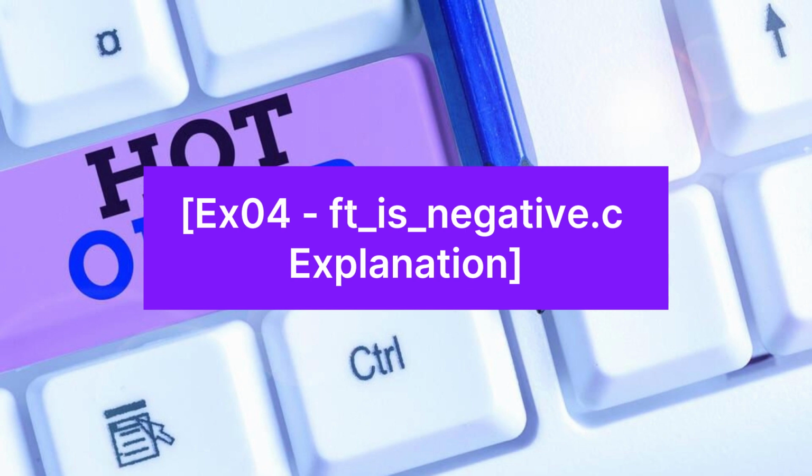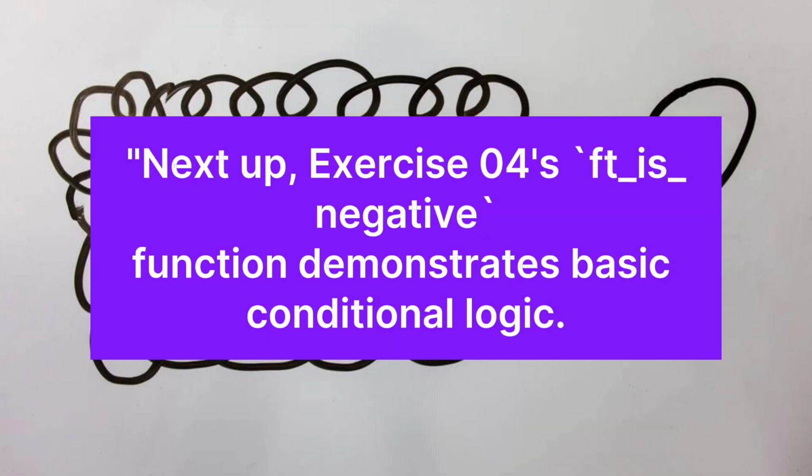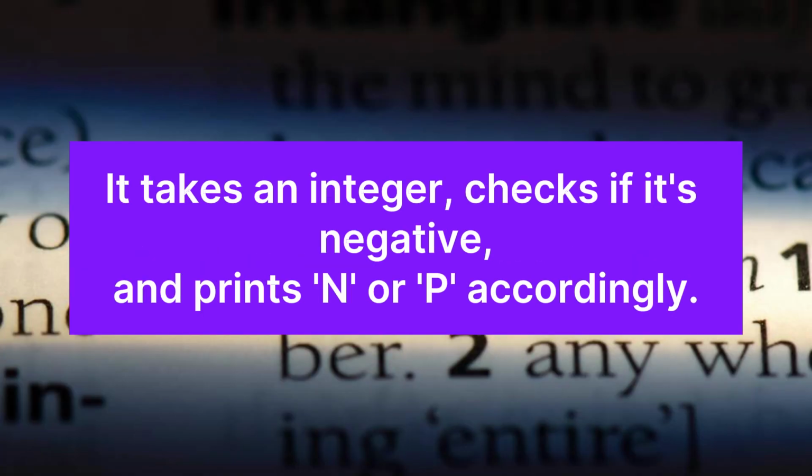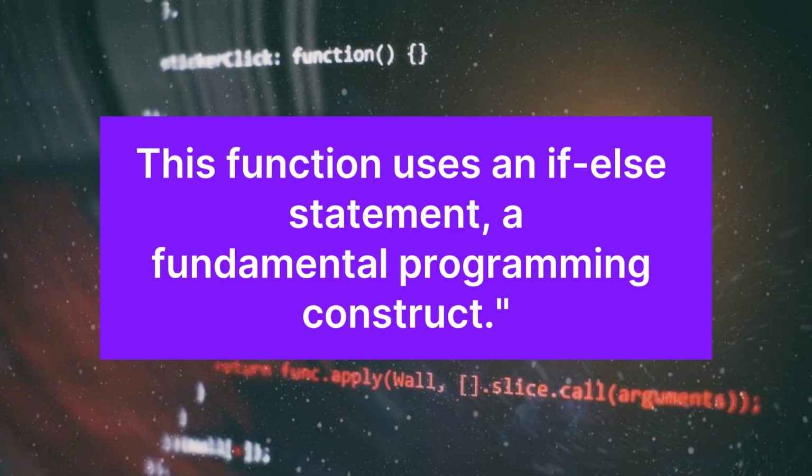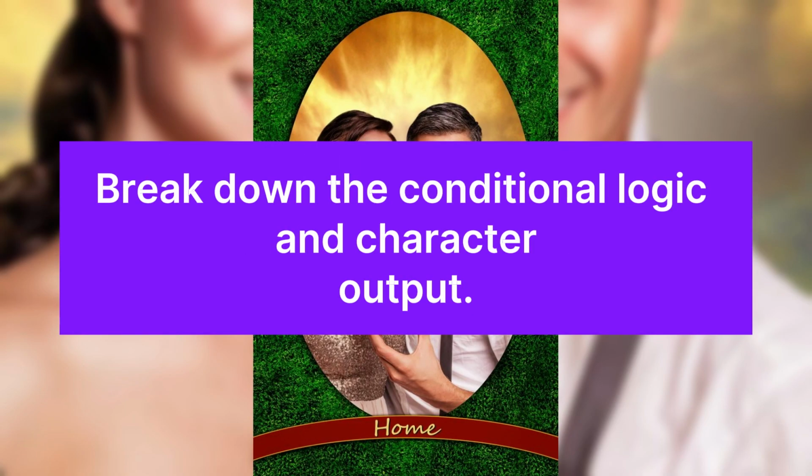X04. ft_is_negative.c explanation. Next up, exercise 04's ft_is_negative function demonstrates basic conditional logic. It takes an integer, checks if it's negative, and prints N or P accordingly. This function uses an if-else statement, a fundamental programming construct. Break down the conditional logic and character output.